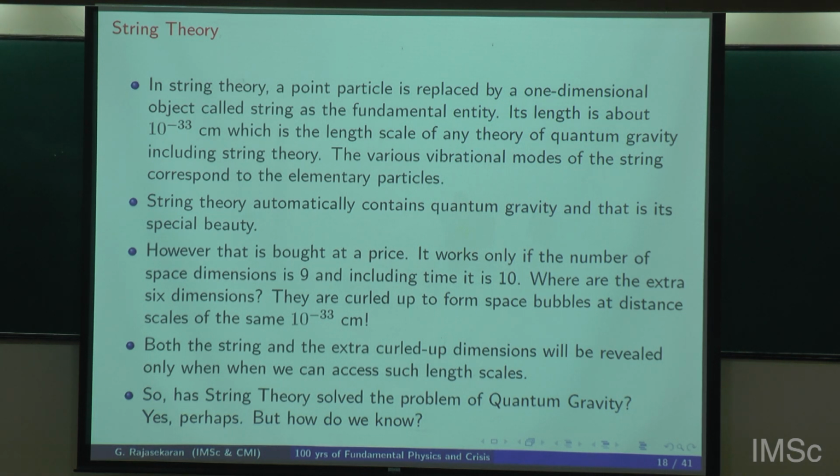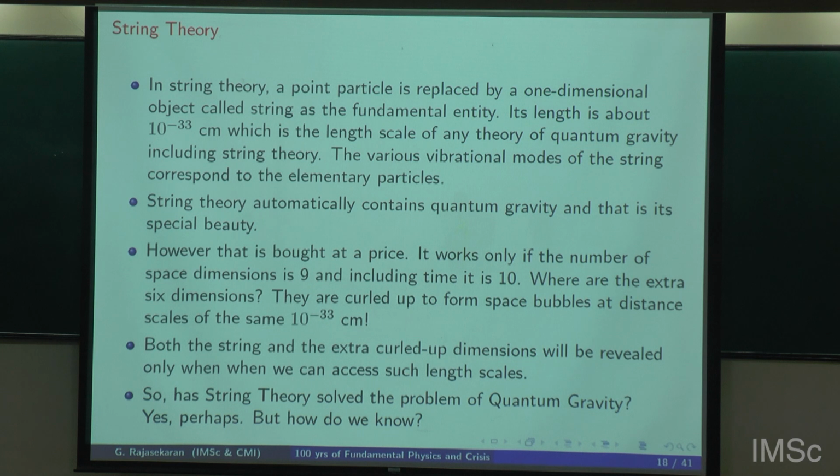However, that success is bought at a price. It works only if the number of space dimensions is 9. And including time, it becomes 10-dimensional space-time. Where are the extra 6 spatial dimensions? They are supposed to be curled up to form small bubbles at distance scales of the same 10^-33 centimeter. Both the string and the extra curled-up dimensions of 10^-33 centimeter will be revealed to us only when we can access such length scales.